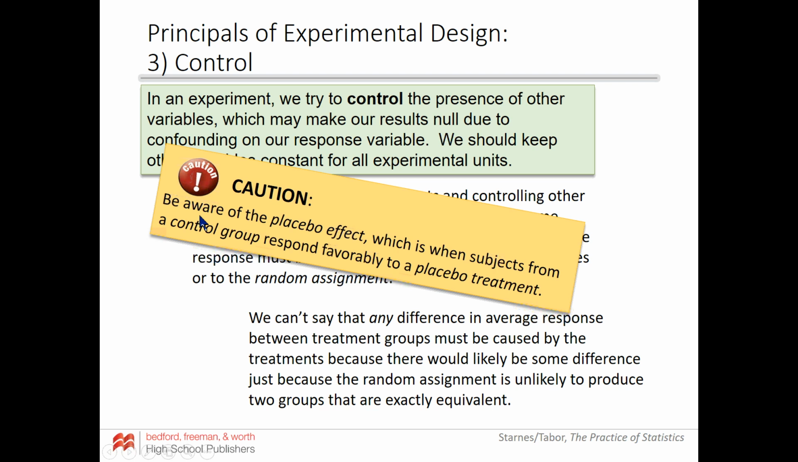One other caution slash reminder, be aware of the placebo effect, which is when subjects from a control group respond favorably to a placebo treatment. A control group is totally different than the principle of control. So a control group is a baseline group, right? That's the people getting the sugar pill or the shot that's just water or whatever. So essentially, they're getting the placebo treatment, a non-effective treatment. That's the control group. The principle of design that we call control is when we control for confounding variables.